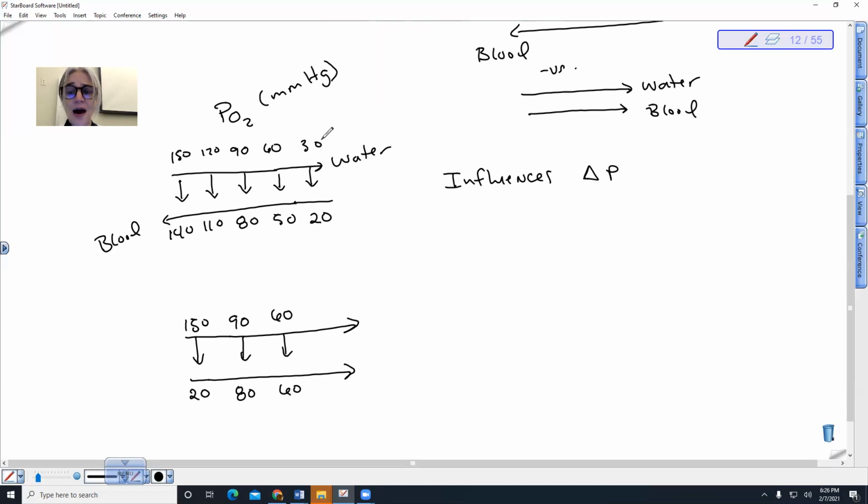But look at up here. Even when the oxygen in the water was at 30 millimeters of mercury, I could still extract some. And so that is the idea of countercurrent exchange. It is used in engineering all the time. Okay, so that is how it influences this variable. If I increase this difference, it goes faster, but by having this counter flow, it picks up more.